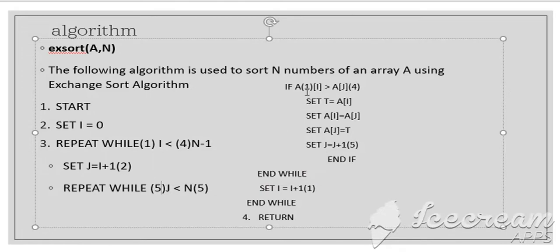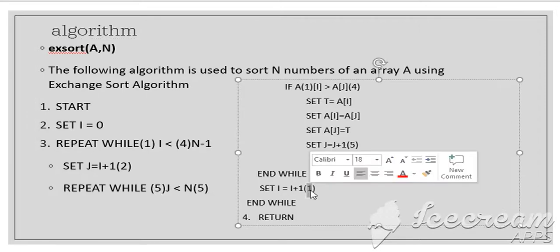So what happened in the last loop? The second element is compared with all the rest of the elements, and the second element will be placed in the correct position. And after that we are moving on to the third pass.